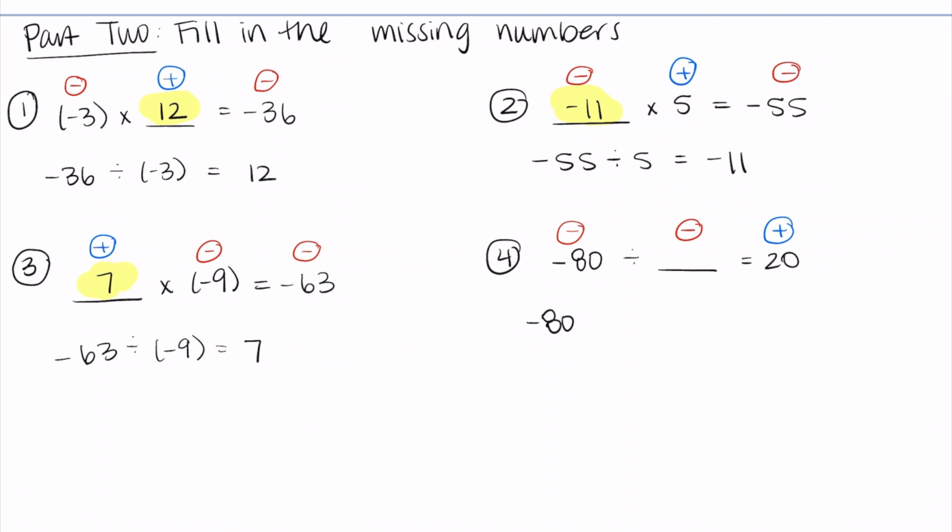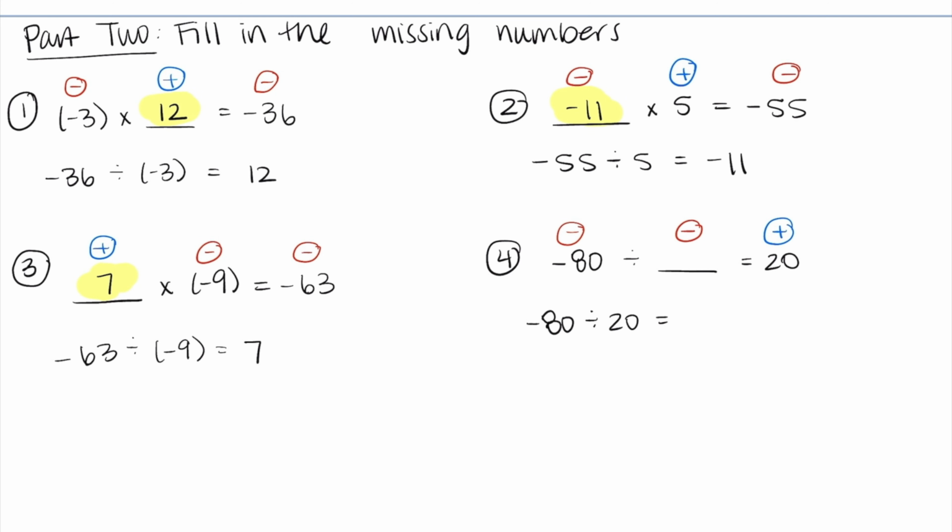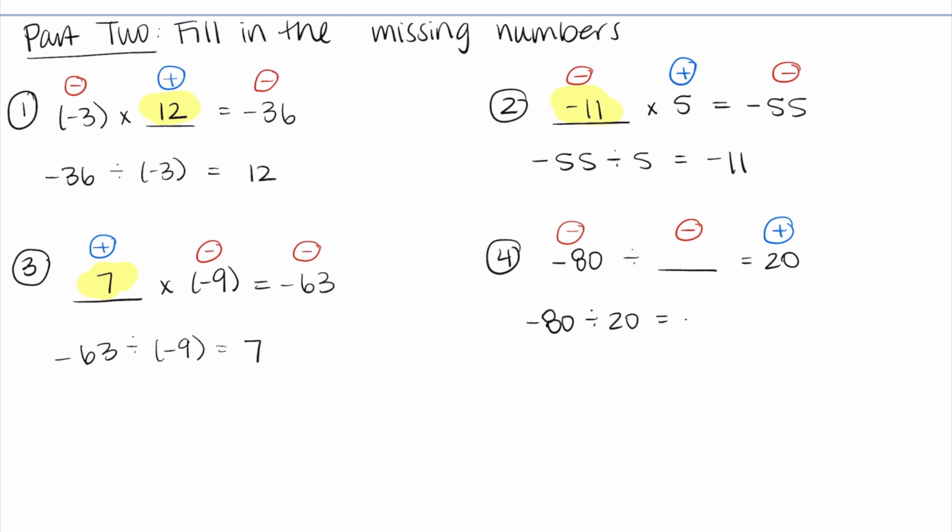So same as before, we are going to divide in order to see what our missing blank would be. In this case, we'll do -80 divided by 20. We have a negative divided by a positive, so our answer will be negative, right? And we know that 80 divided by 20, well, that's just 4, but it should be -4 here. So our answer for number 4 will be -4.